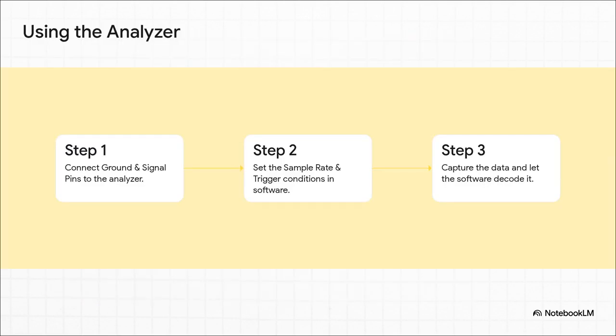And I know, it might sound complicated, but it's really not. You just connect the ground and the signal pins you want to listen to. You tell the software a few basics, like what protocol you're looking for, then you hit capture. The software does all the hard work, decoding those raw ones and zeros into something you can actually read, showing you exactly where the conversation is going wrong.